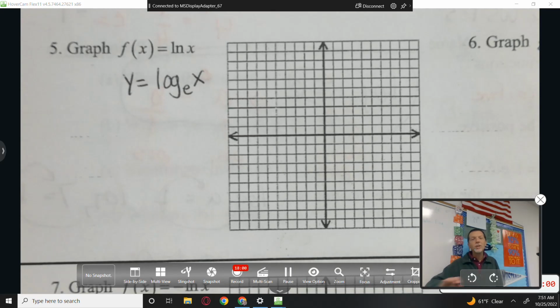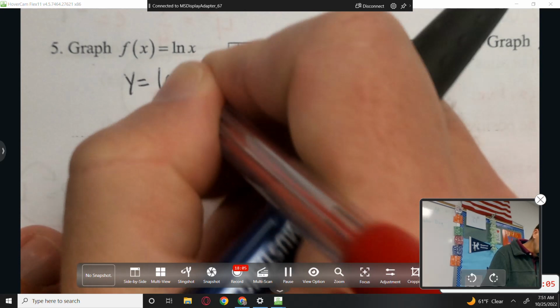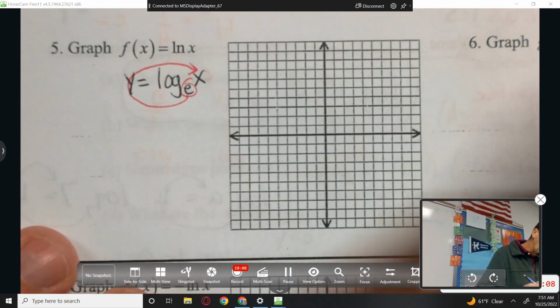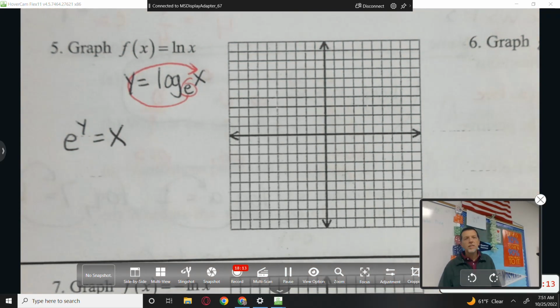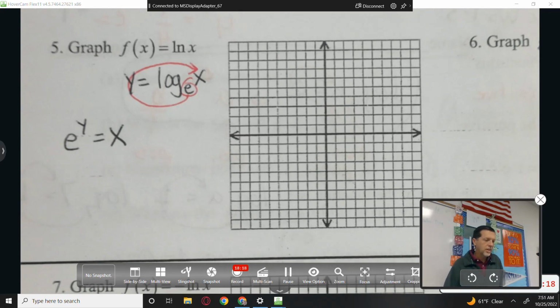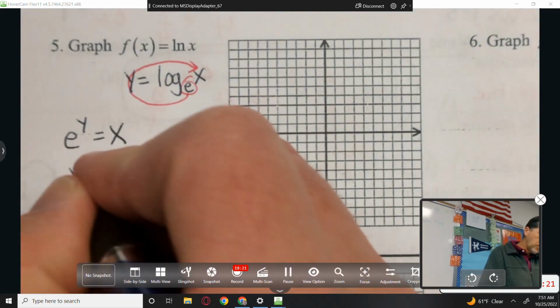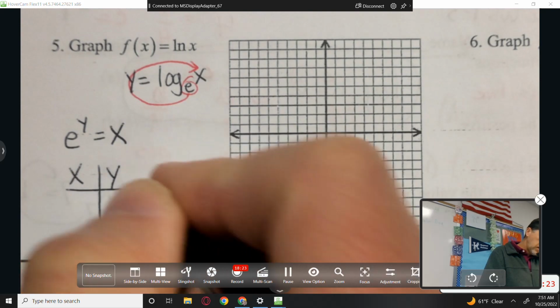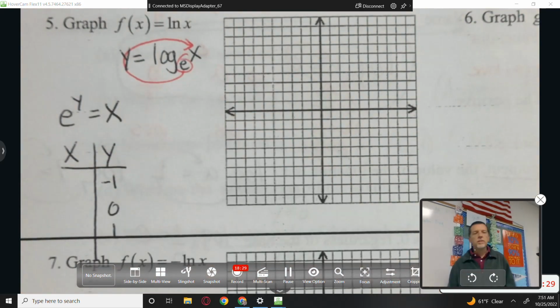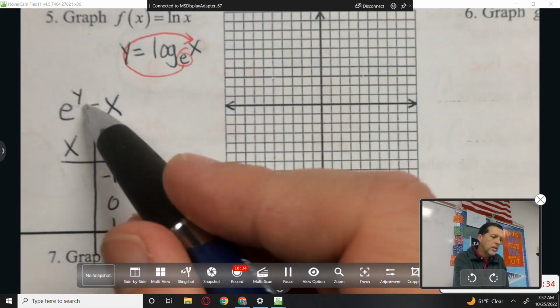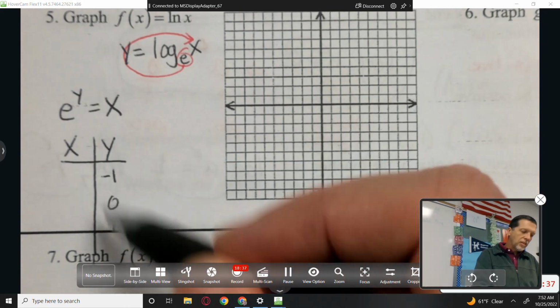No math teacher would ever write that, because log base e is natural log. But the reason I write it that way is because now it's easy to see what the base is, and I can do e to the y equals x. And so now instead of dealing with a log problem, I'm dealing with an exponent problem. -1, 0, 1. But I always pick the exponent, and since the exponent is the y value, that means I'm picking y's again.